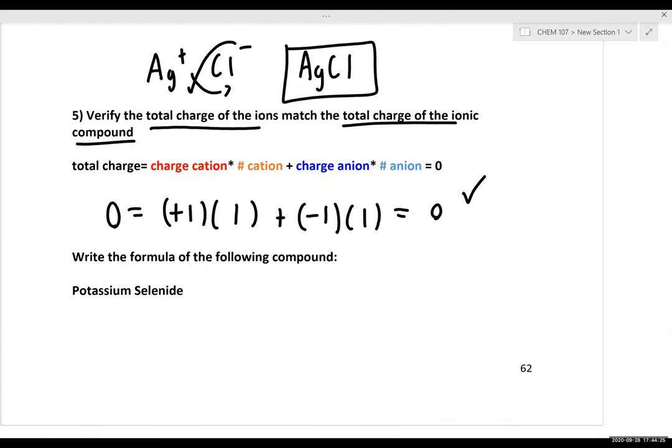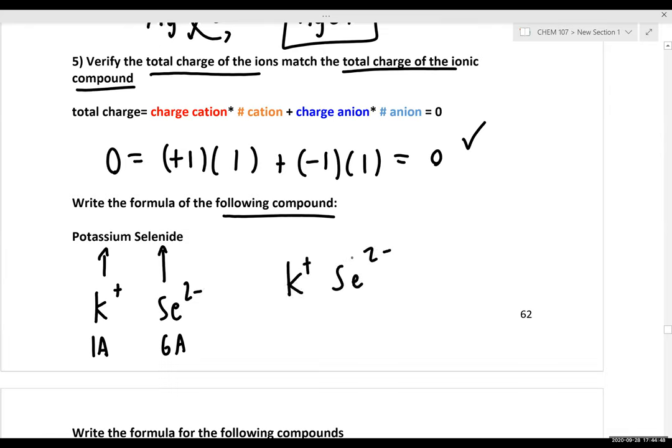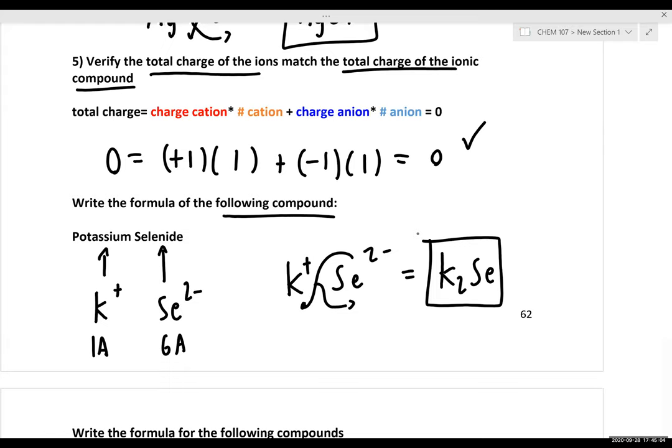Okay, so let's do another example. Let's try to write the formula of the following compound. So potassium is K, as a 1A element, has a +1 charge. Selenide, that's selenium, and as a 6A element, we have a 2- charge. Writing out each of our charges, we then cross our charges into the subscript, and that gives us K2Se, or potassium selenide. Does this example make sense? Is everyone comfortable with this method?